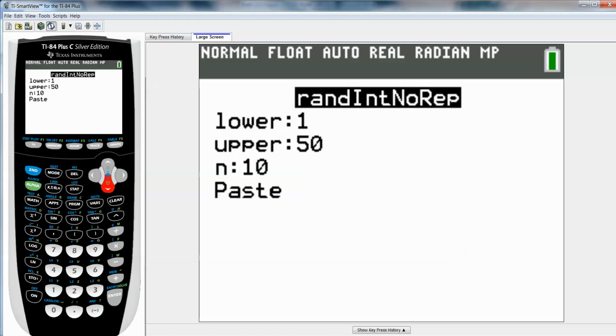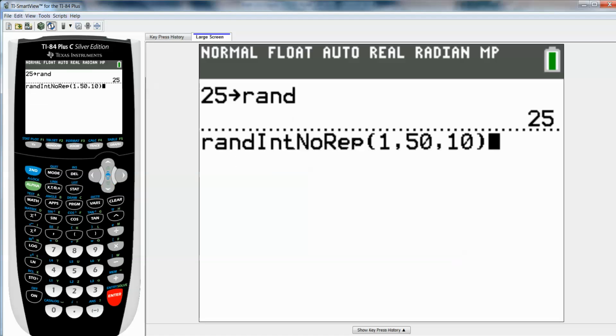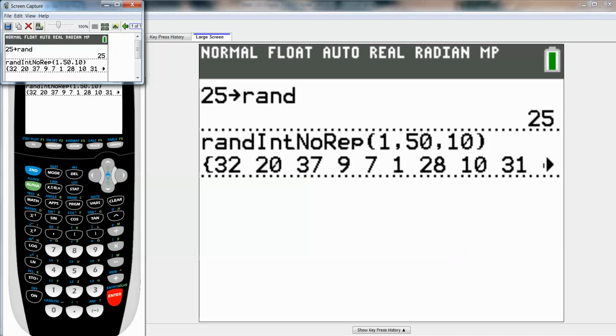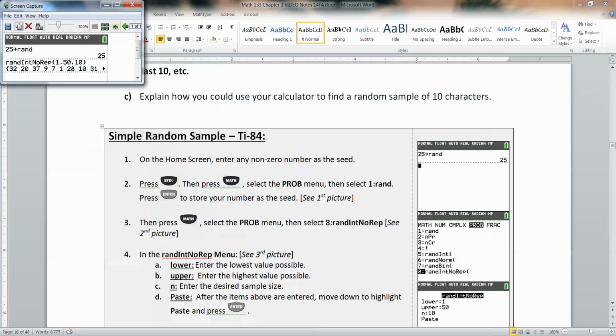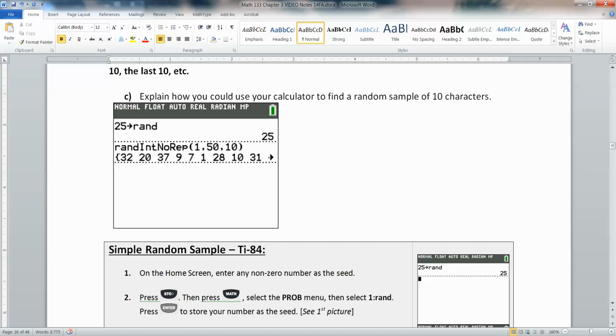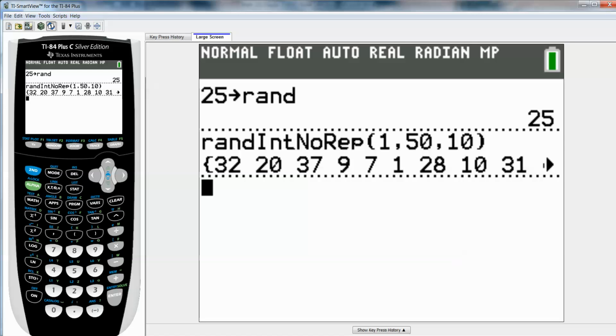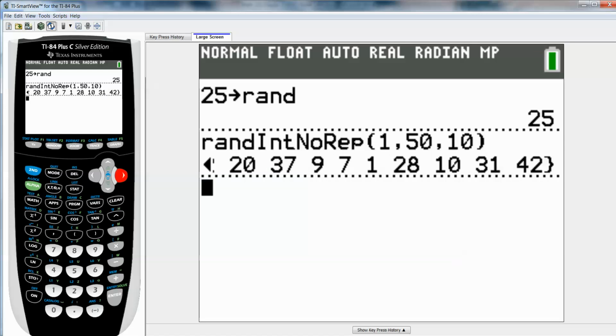Then you move down to paste and press enter, and there it sits right there. And you press enter, and you have your sample. So let me copy that and paste it into here. So our sample is 32, 20, 37, 9, 7, 1, 28, 10, 31, and I can't see the last one. But I'll go back here with my arrow, 42.